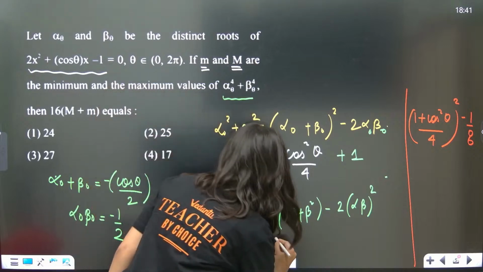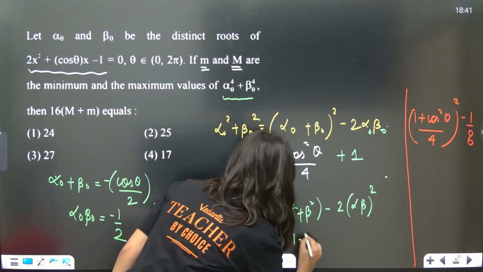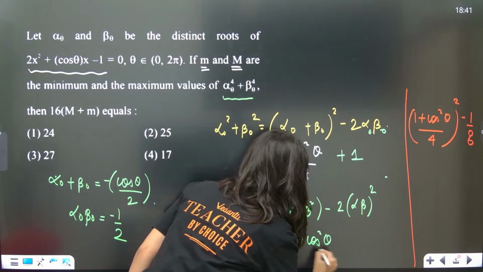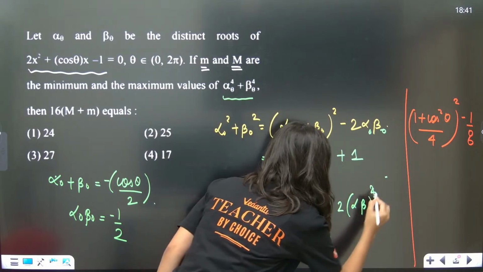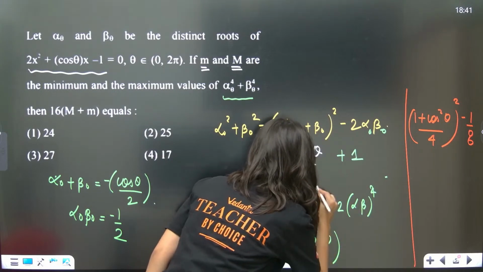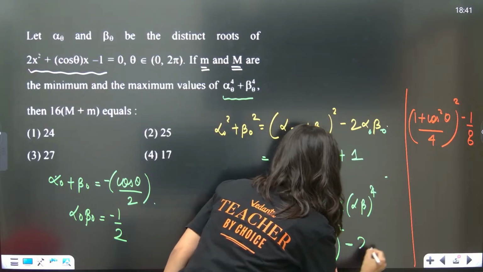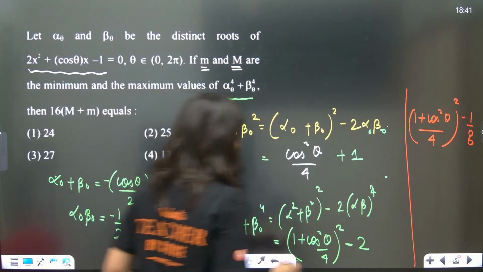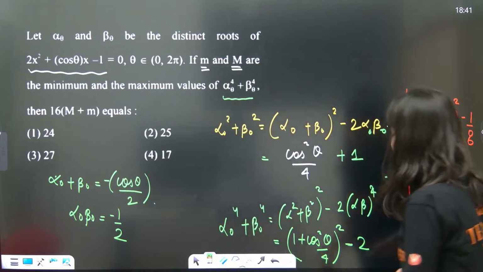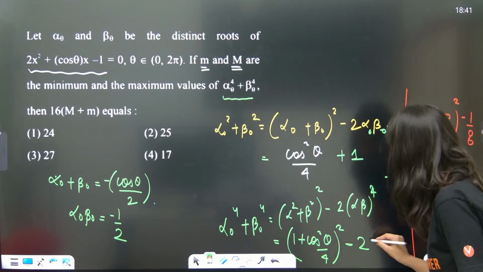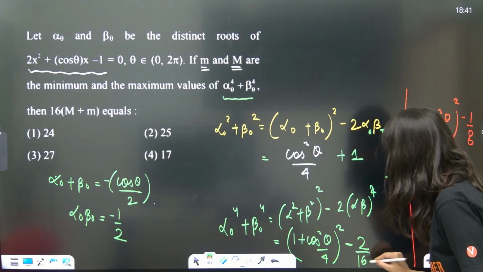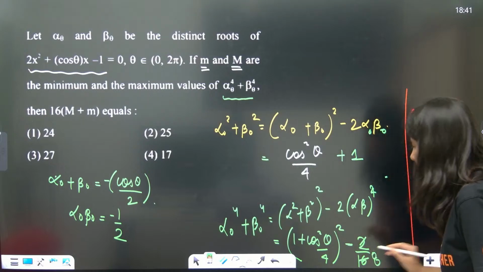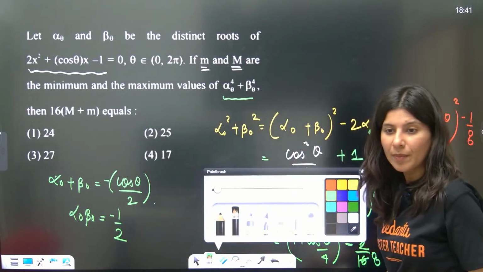Okay. Now what about this? This is 1 plus cos square theta by 4. This is square ka square power 4. So this is square minus 2 into alpha beta. What is alpha beta? So power 4. So this is 1 by 2 power 4. That is 16. So 2 by 16. So this is 1 by 8. That's correct.